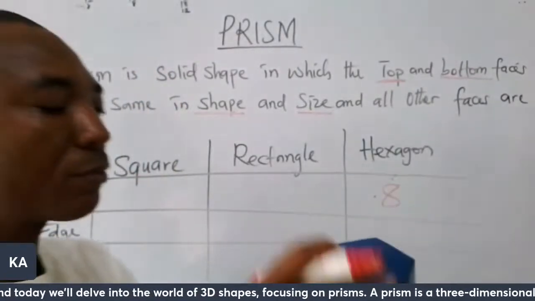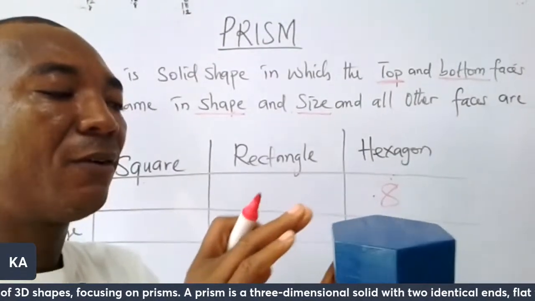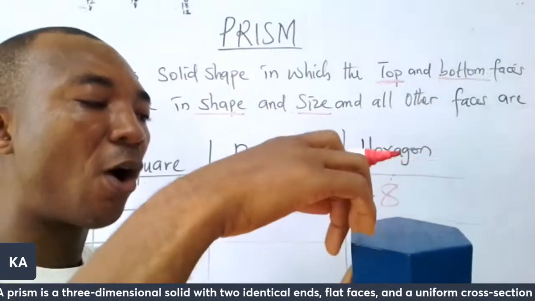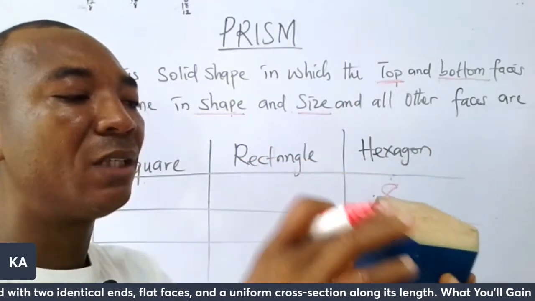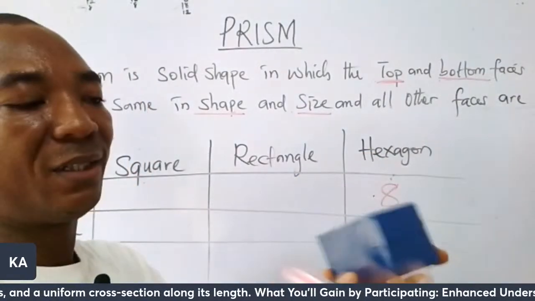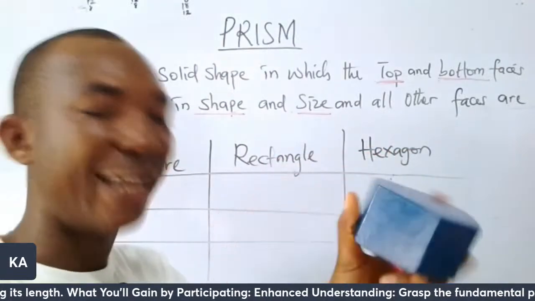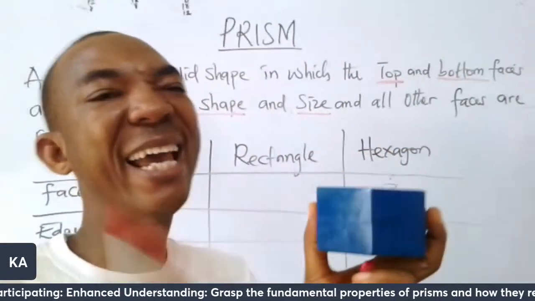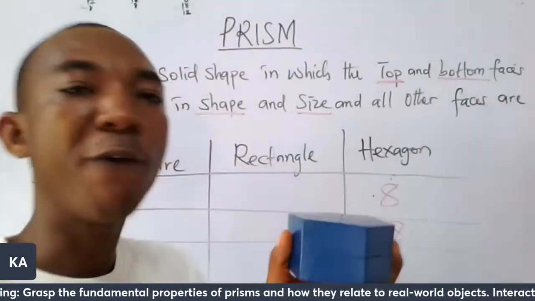1, 2, 3, 4, 5, 6. Come down. 7, 8, 9, 10, 11, 12. 13, 14, 15, 16, 17, 18. That means a hexagon prism has 18 edges. What about vertices?